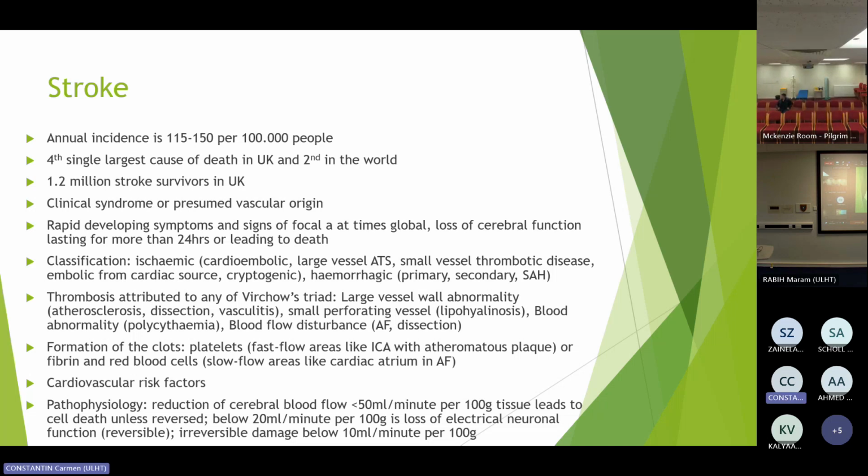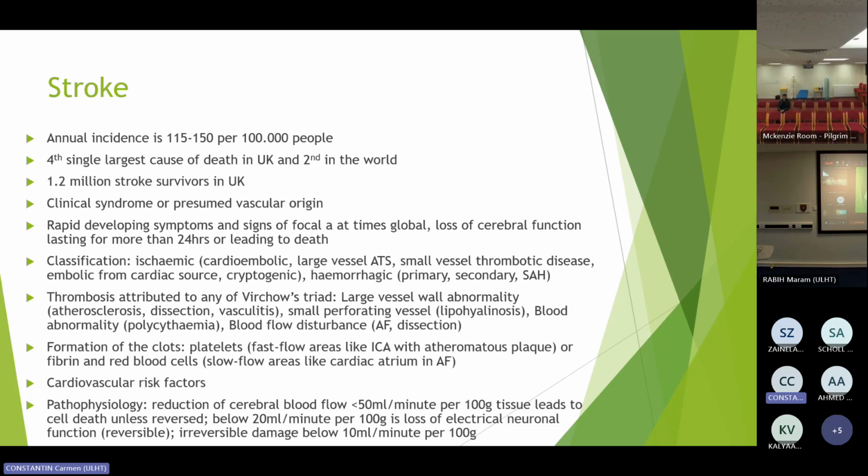The formation of the clots, clots could have two different types. We could have the platelet type of clots, generally in fast flow areas like internal carotid arteries with these atherosclerotic plaques, or we could have the fibrin and red blood cell clots, especially which are sourced from cardiac atrium in atrial fibrillation, for example.